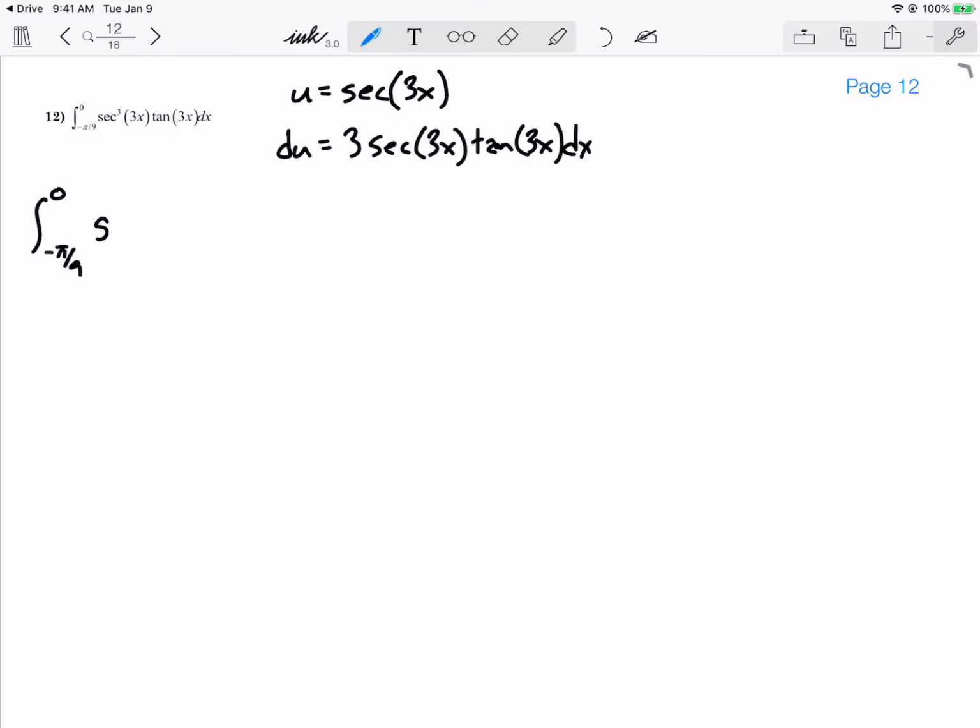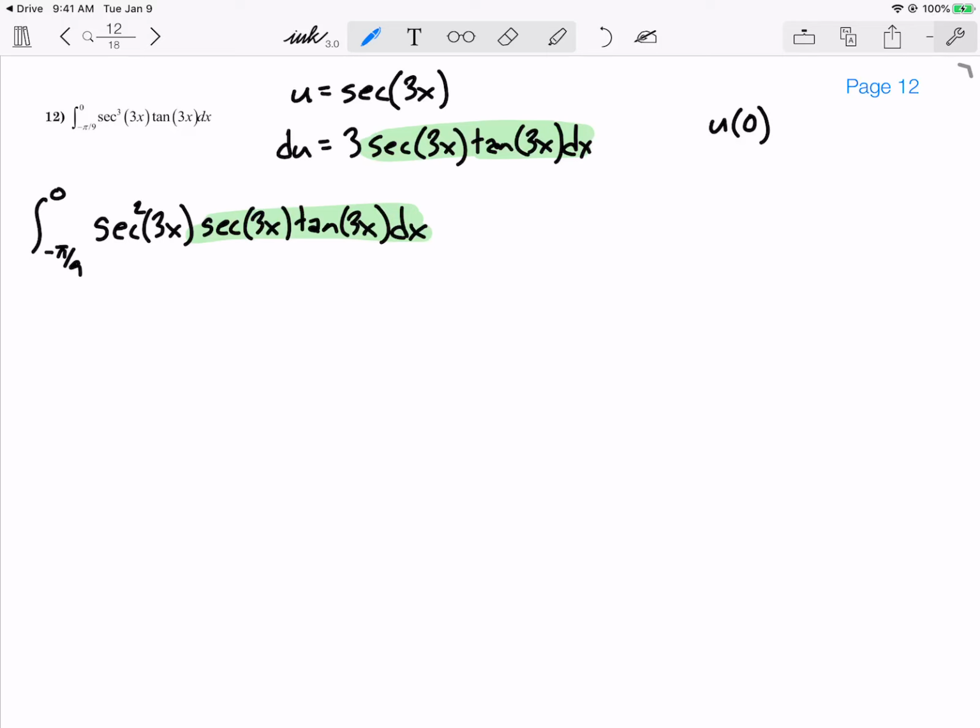I can write this as secant of 3x squared times secant of 3x tangent of 3x. So what I'll notice, my secant tangent is right here. So there's du. So this is really just the integral of u squared. Now I've got to remember to make my subs for those limits of integration.